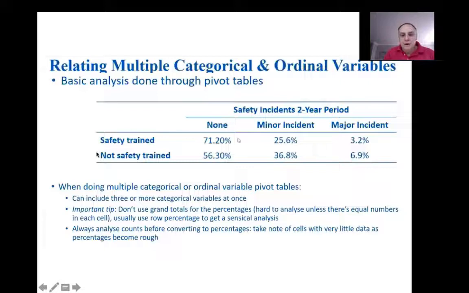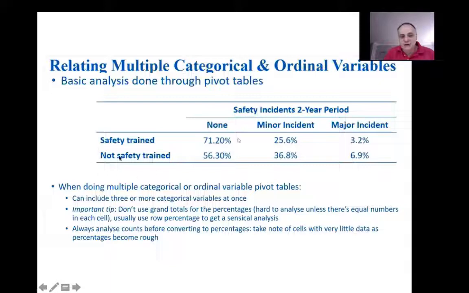Your outputs would basically look like this when you're doing some basic analysis, when you're relating categorical and ordinal variables. What you're landing up with is a combination of these things. People were safety trained, people were not safety trained. And then were there safety incidents? Safety trained? No safety incidents in that 2-year period for people that were safety trained. 25% had minor incidents, and here 3% had major incidents.